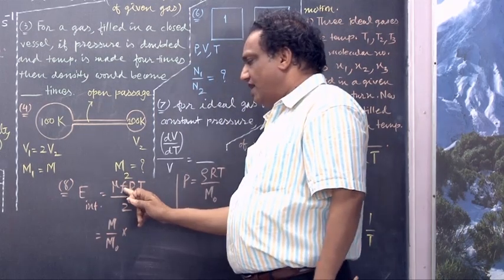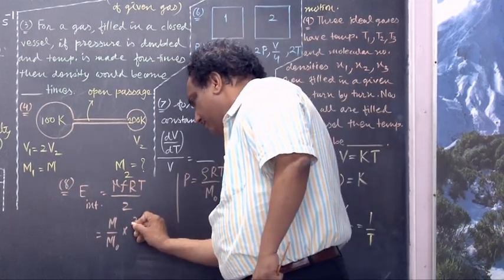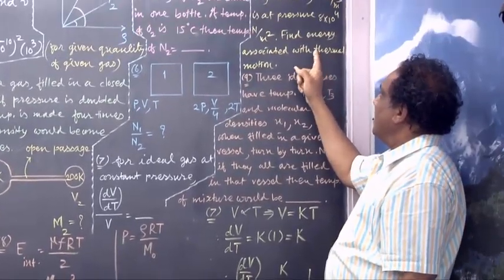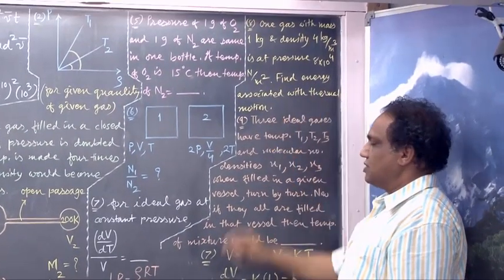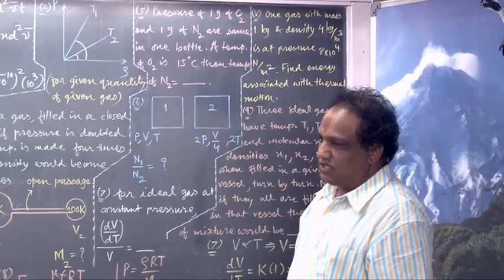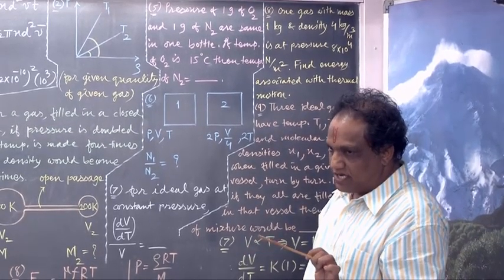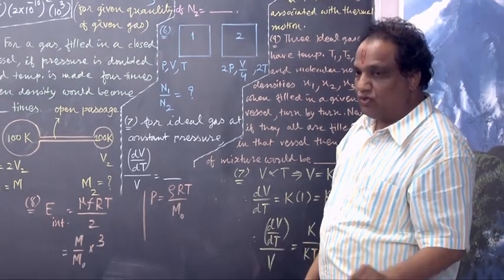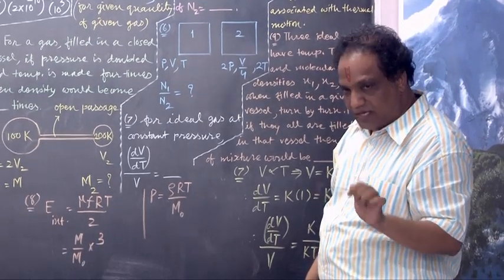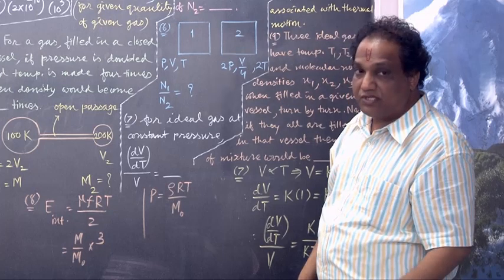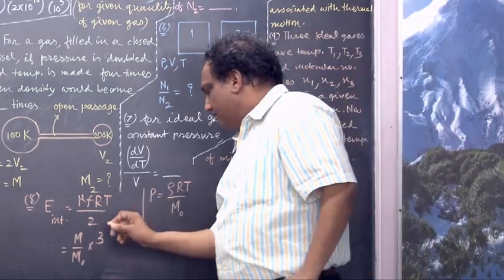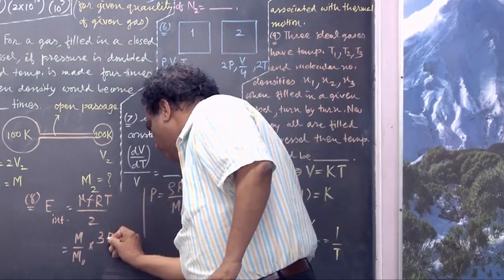Number of degrees of freedom, you should take 3, because you want internal energy for energy associated with thermal motion. Energy associated with thermal motion is the energy in the form of translational motion. So you should go for only translational motion. And for only translational motion, what is the number of degrees of freedom? Only 3. So F is 3, and into RT upon 2.